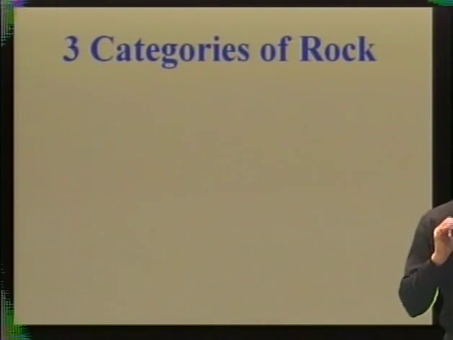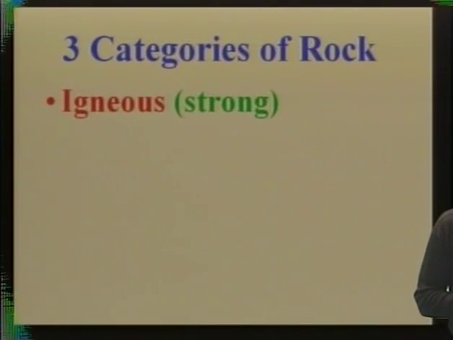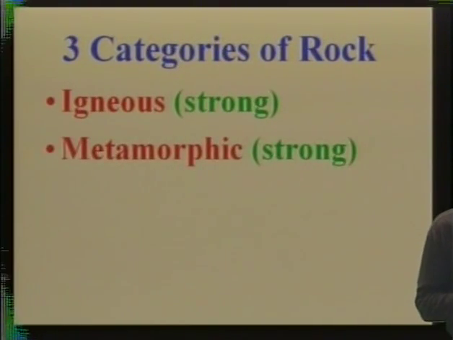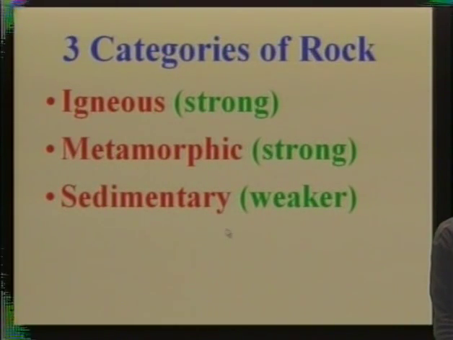I'm going to look at the three general categories of rock types. Igneous rocks, which I'll define in a little more detail and show you some pictures of in a bit, are usually strong rocks. Metamorphic rocks are usually strong, like I showed in that rock cycle. And sedimentary are usually the weaker types of rocks. And we're going to look at all three of these examples in a little more detail.